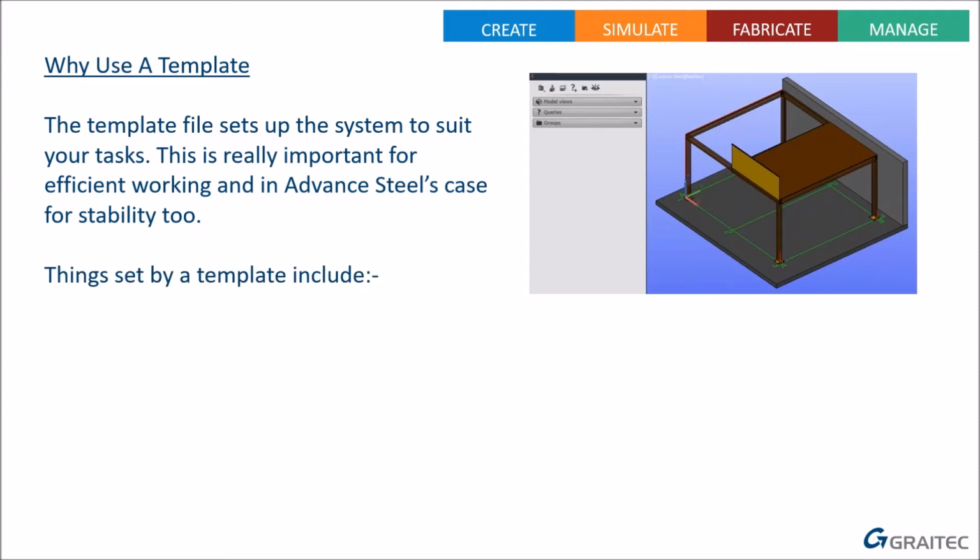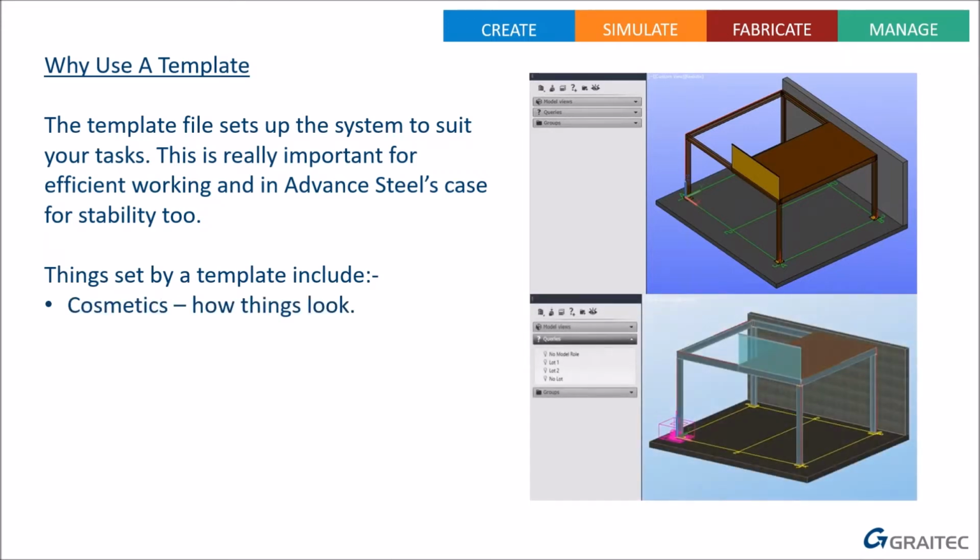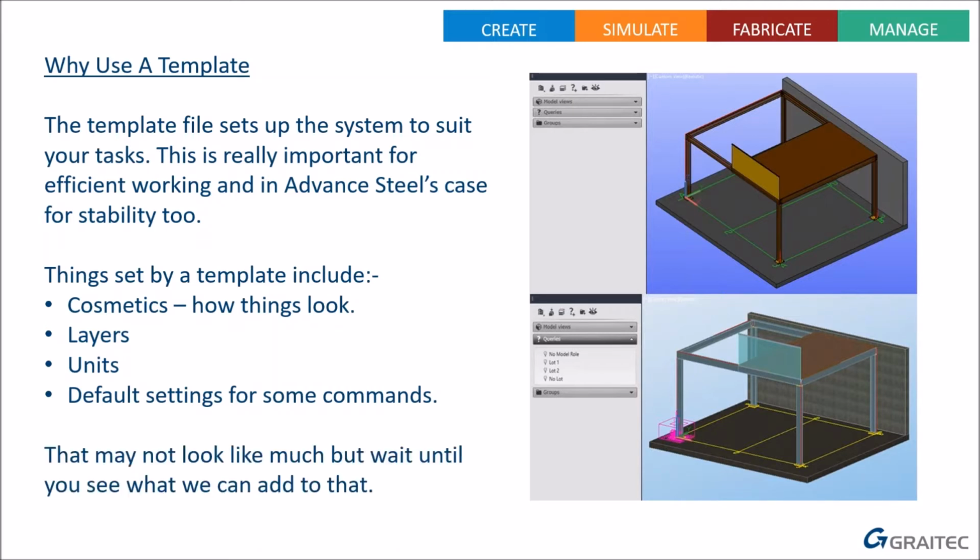Things that are set up inside the template would include how things look, cosmetic things. You can make things a lot more pleasing and easier on the eye. The layers that might be available to use, what units you're using. So customers in America obviously want to use English or imperial units. The rest of the world uses metric. That's controlled by your template. And also, a lot of commands store their settings and defaults inside the file, so you can set all those up in advance. That might not look like a long list, but wait until you see the full spread of what I'm suggesting you can set up in there.